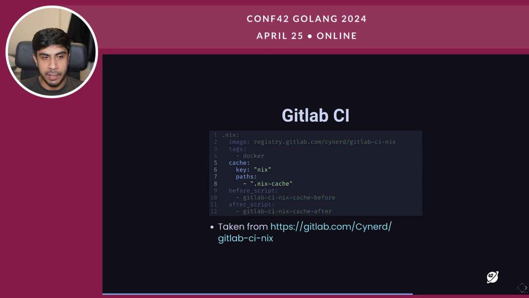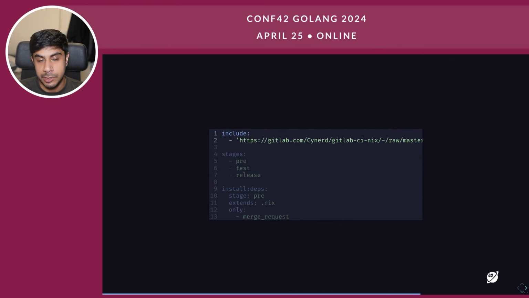I use GitLab CI, and I found this great project by this user called CYNerd, and it has this Nix job. What it does by default is leverage the GitLab cache, but we could use a cache from an SSH machine as well, or SSH to a machine and copy from there. Essentially, before and after the job, it'll just copy from the cache to the Nix store of the job, and then from the Nix store to the cache. So it shares dependencies between different stages and different jobs.